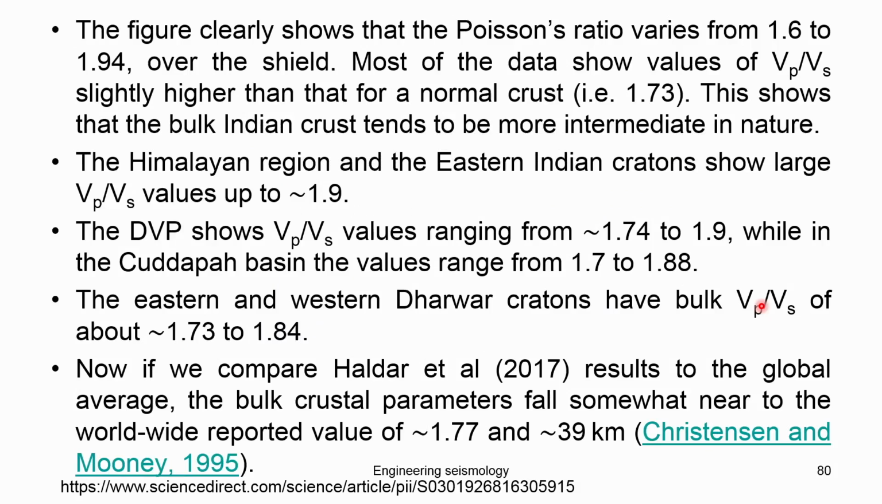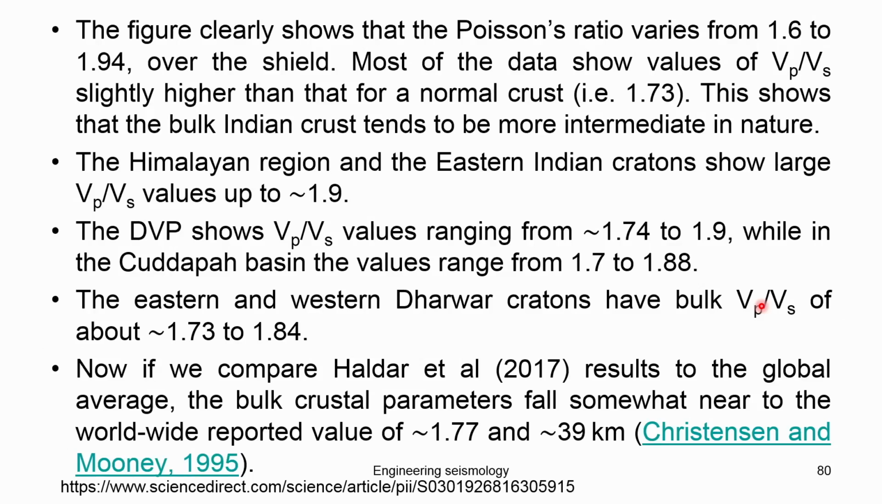Over the shield, most of the data shows Vp/Vs slightly higher than the normal crust. The normal crust is actually 1.73, but it shows a higher trend. So the bulk Indian crust tends to be more intermediate in nature. The Himalayan region and the eastern Indian craton show a large Vp/Vs value, that is 1.9. The Deccan volcanic province shows Vp/Vs ranging from 1.7 to 1.9, while the Kadapa basin value ranges from 1.7 to 1.88. The eastern and western Dharwad craton bulk Vp/Vs is about 1.7 to 1.84.